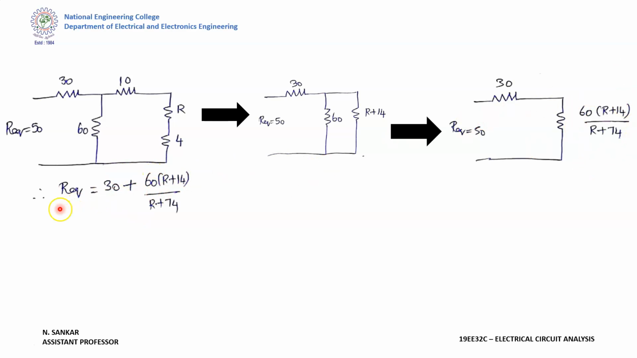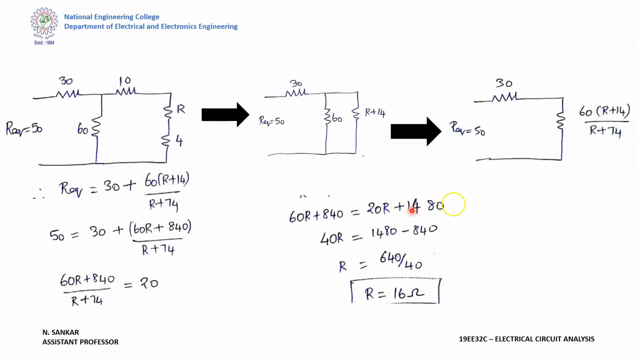In the given problem, they have given R equivalent as 50. Just substitute R equivalent as 50 and simplify, and we can find the value of R. So bring the 30 here, which will be equal to 20. Now bring the R plus 74 to this side, which will be 20R plus 1480. Again bring the 20R here and 840 here. So here it will be 40R and here it will be 640. So R will be 640 by 40, that will be equal to 16 ohm.